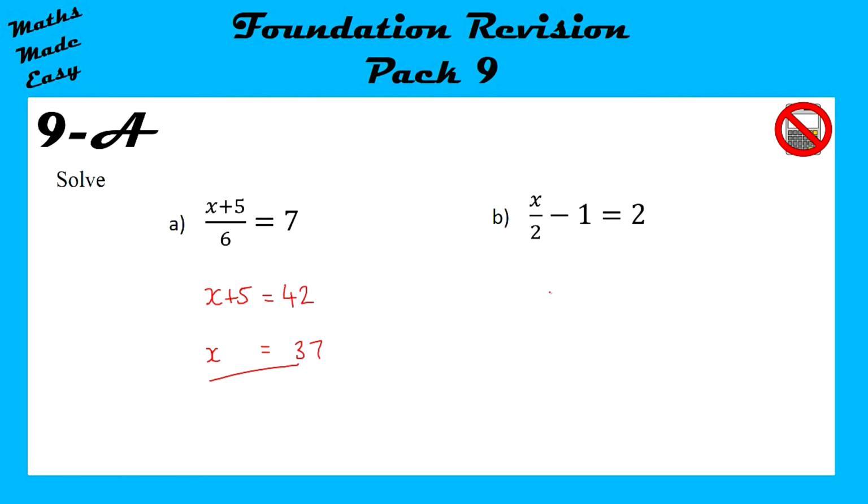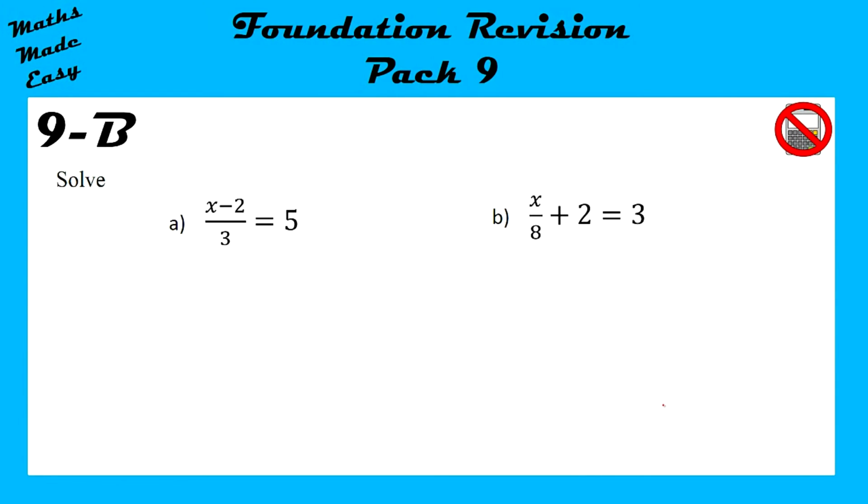Over on the second one, slightly different this time. This time I'm going to need to add 1 because this divide only happens to the x. So if I add 1 to both sides, that leaves me with x over 2 equals 3, and then multiply both sides by 2, x equals 6.